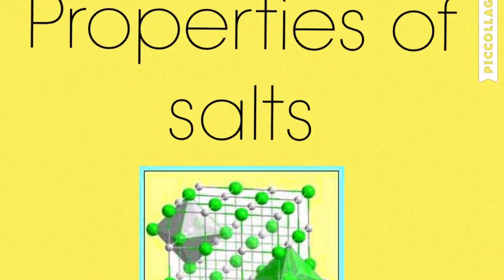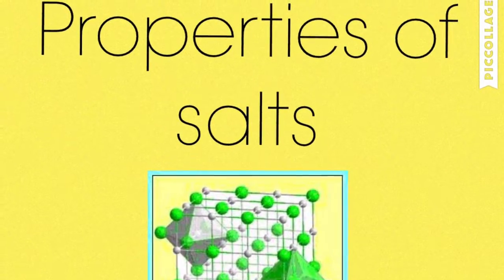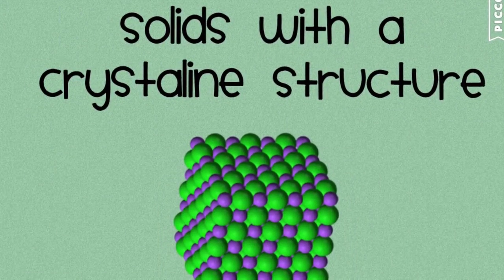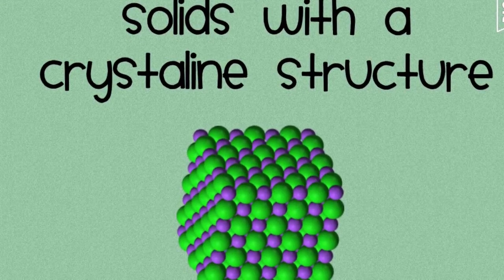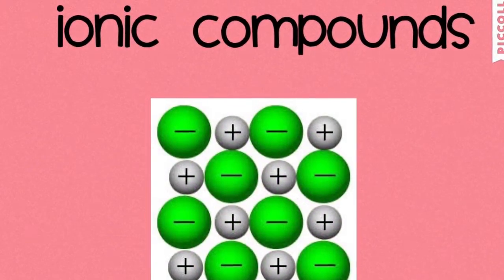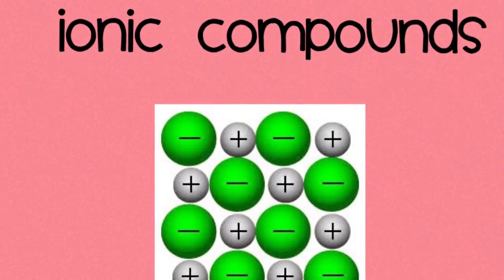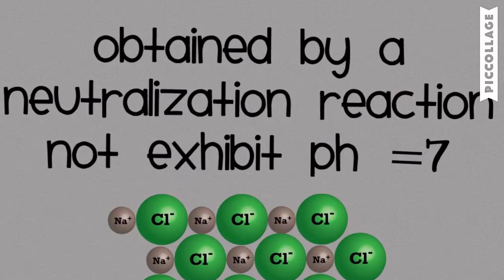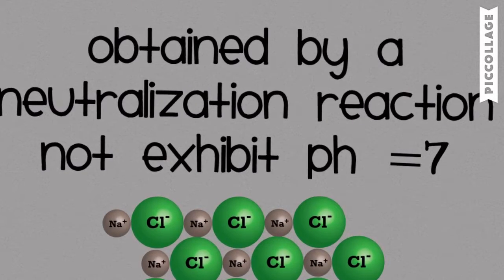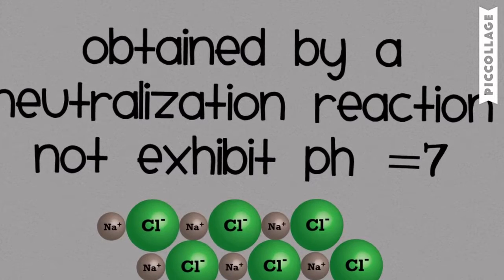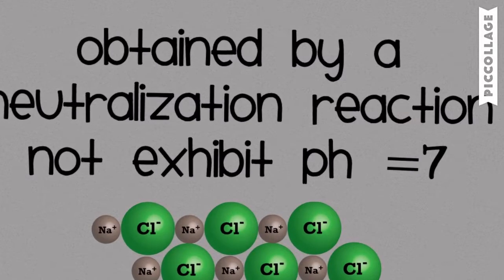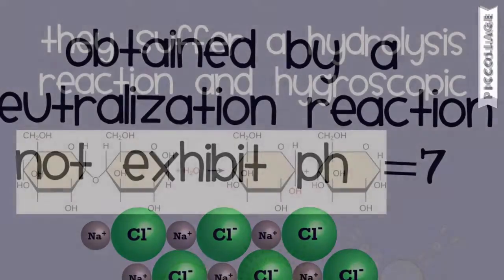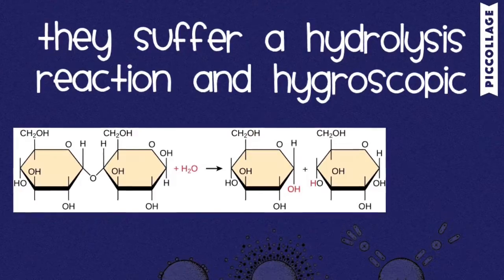We already talked about the types of salts. Now we're gonna tell you the properties of salts. They are solids with a crystalline structure. They are considered as ionic compounds. And as we already told you, they are obtained by a neutralization reaction and exhibit a pH equal to 7, because as you know, neutralization means that their pH is neutral, so they need to have a pH equal to 7. They suffer a hydrolysis reaction.